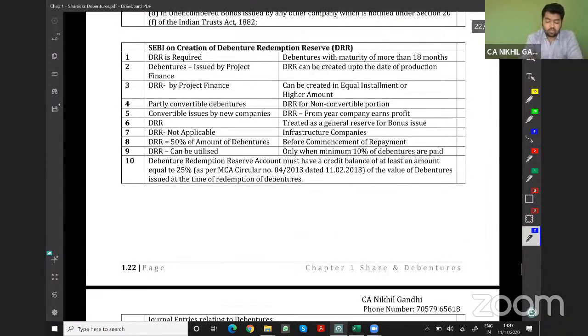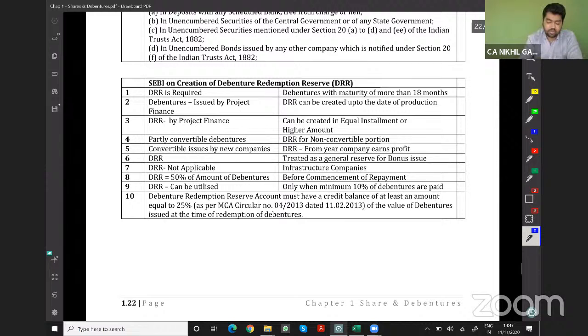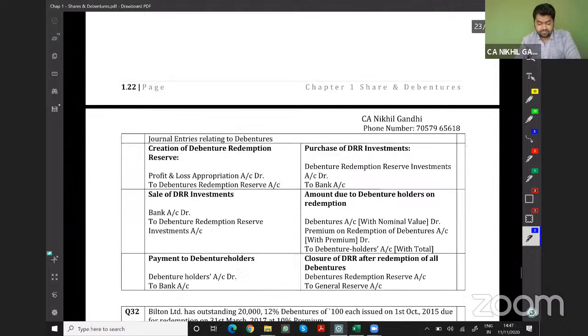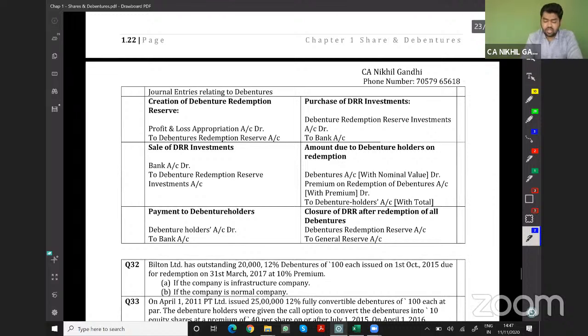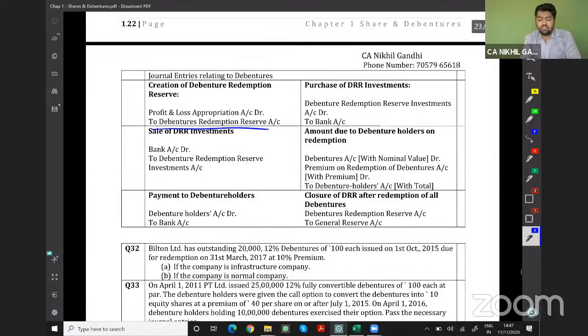SEBI requirements will not be asked in your case, so please don't remember this part. I don't think they will ask such minute details in MCQs. Creation of DRR: profit and loss account debit to debenture redemption reserve account. Closure of DRR account: debenture redemption reserve account debit to general reserve account, the reversal of the first one.